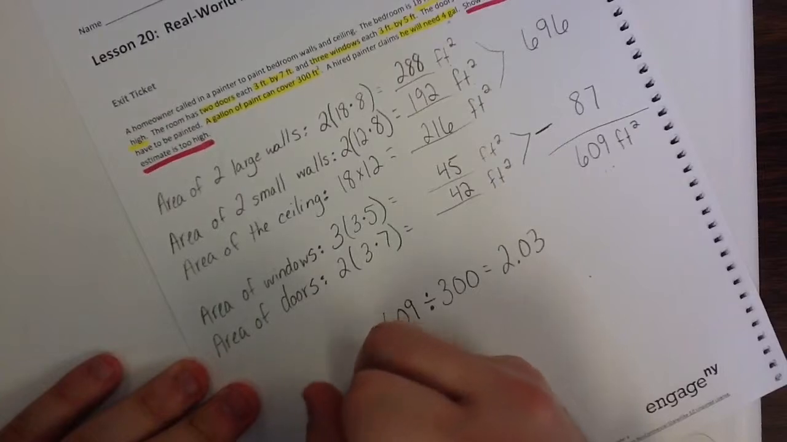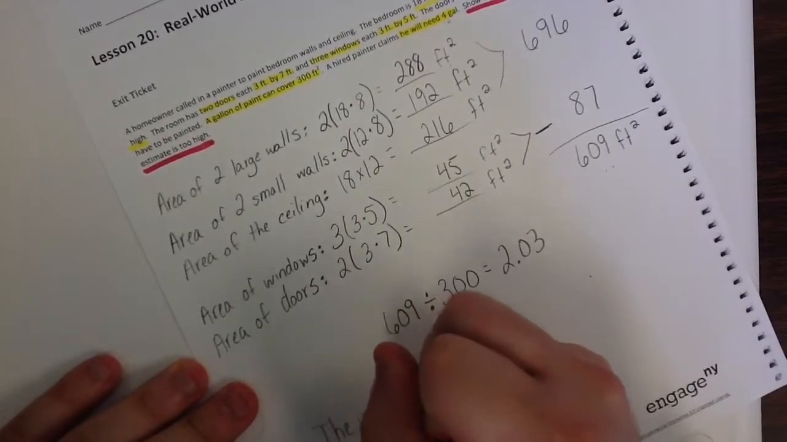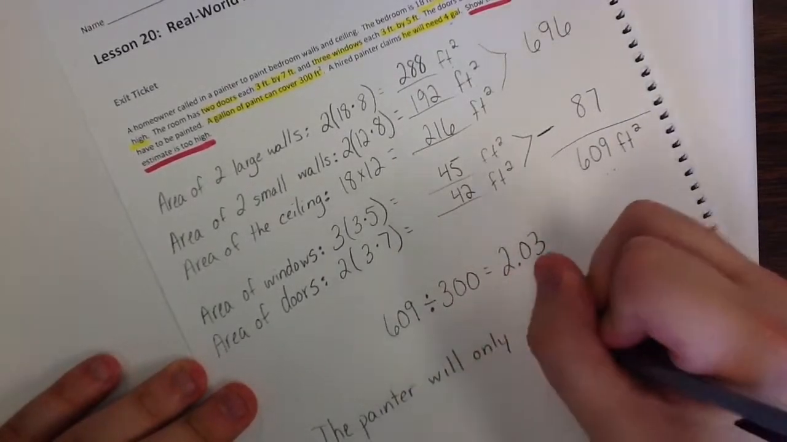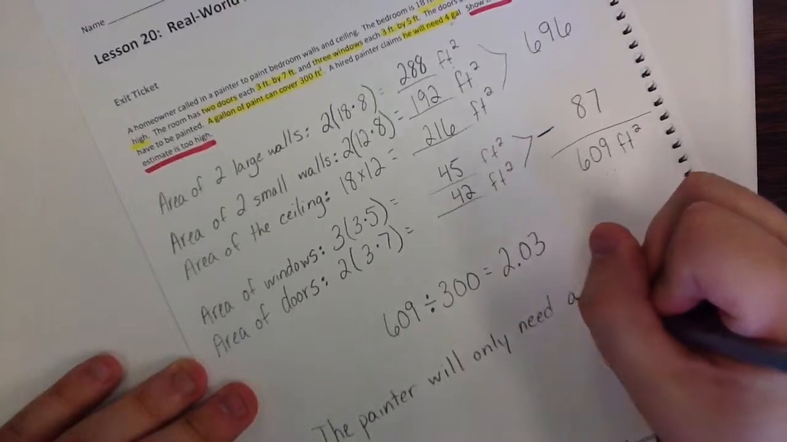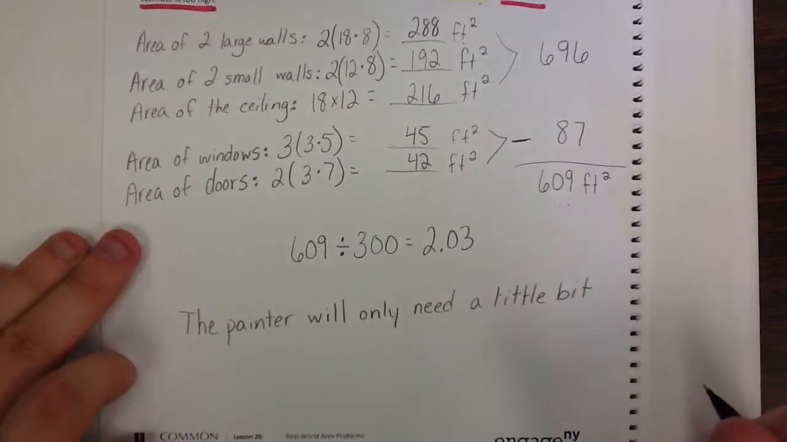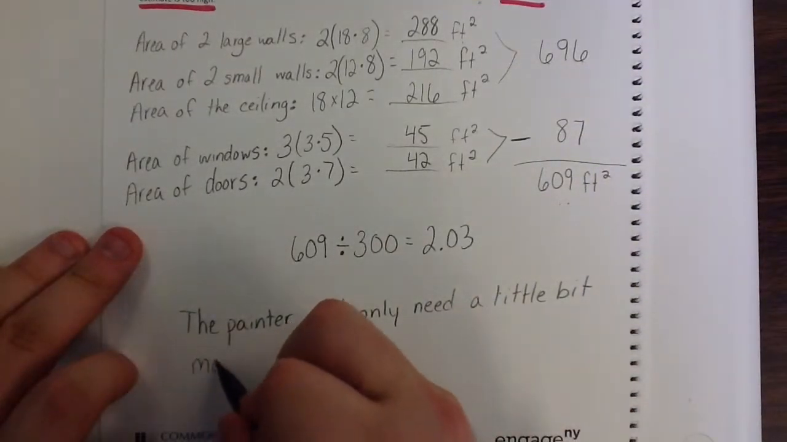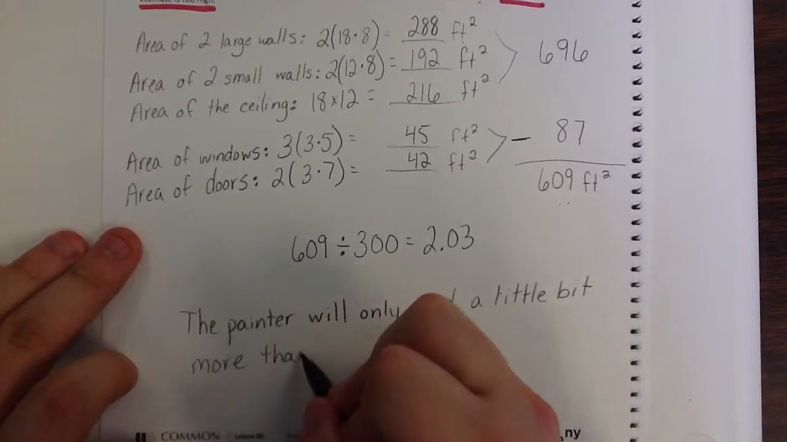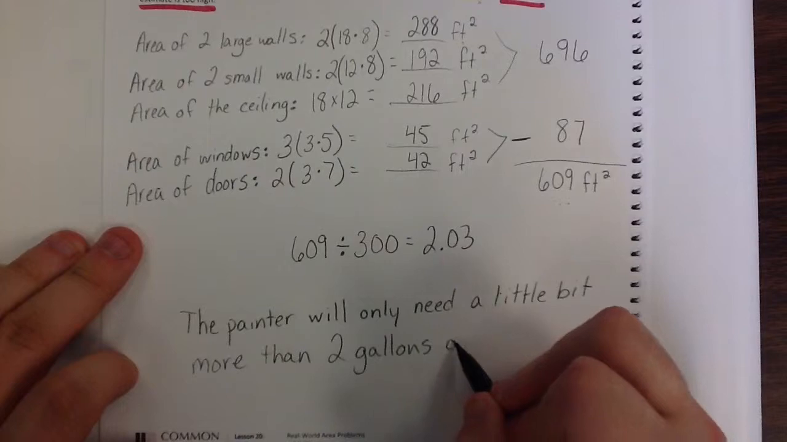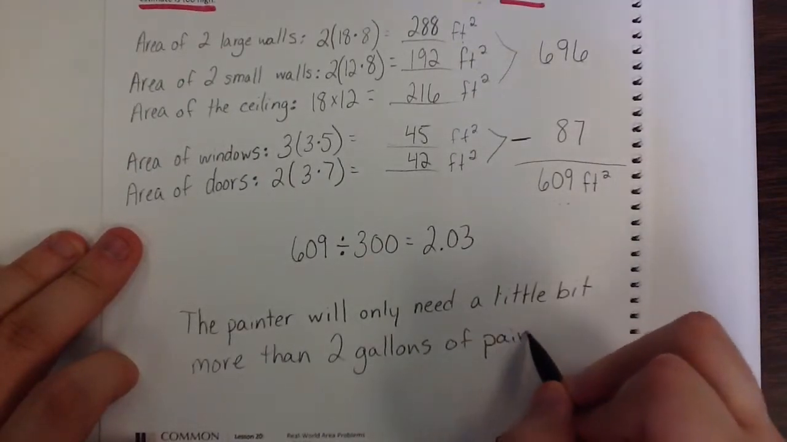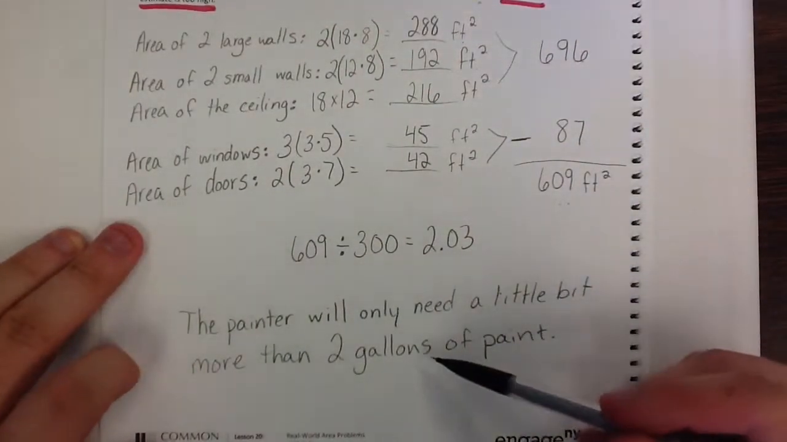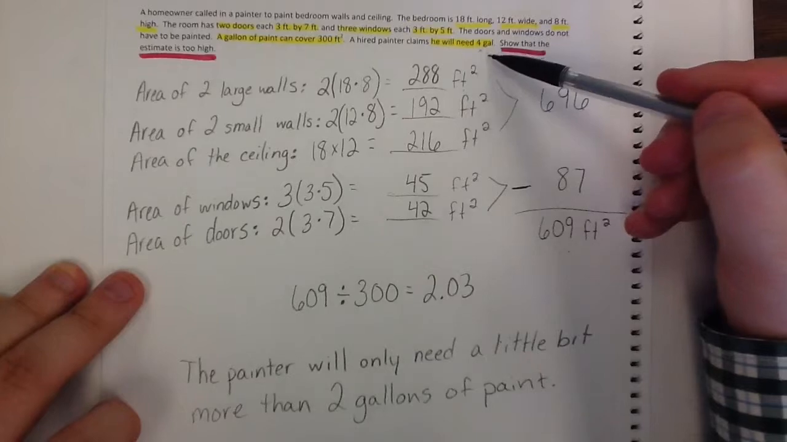So we can say the painter will only need a little bit more than 2 gallons of paint. And I have shown that the estimate is too high. He only needs a little bit more than 2. That's way under the 4 that he says up here.